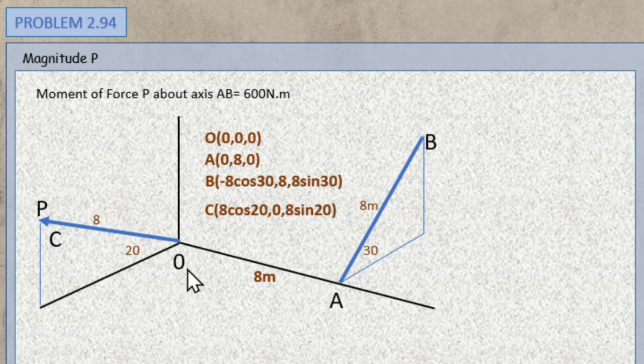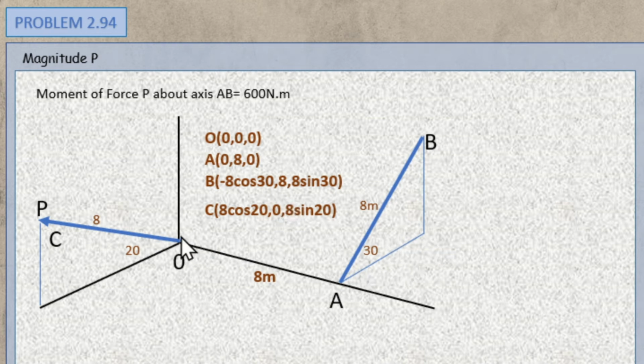For our point O, this one is our origin, so therefore this will be 0, 0, 0 coordinates. For our A, we have 0 for our x-axis. From origin to x-axis, as you can see, it has no distance, so it will be 0. For our y-axis, as you can see, from the origin to this one is 8. And for our z-axis, from the origin, it doesn't go up or down, so therefore it will be 0. And then for point B, we have negative 8 cosine 30.